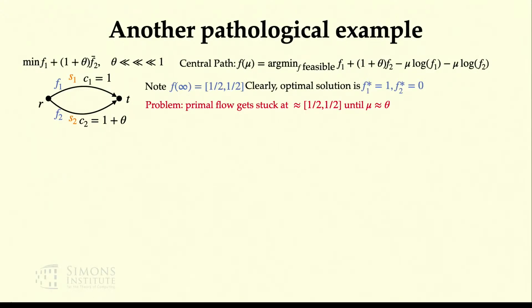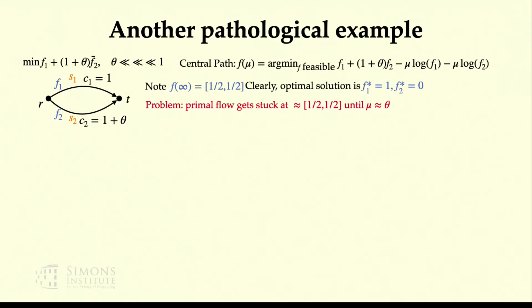Okay, now it is easy to see that the optimal solution to this would be just send the flow over the first arc because it's cheaper. However, what is the interior point method trying to do? If you have a large parameter mu, then the optimum is given by the minimizer of the feasible flows of this function here. And because theta is so small, the cost doesn't really matter whether I send it over the first arc or over the second arc. However, for this logarithmic term, I would really like to balance out the flows of these two arcs.